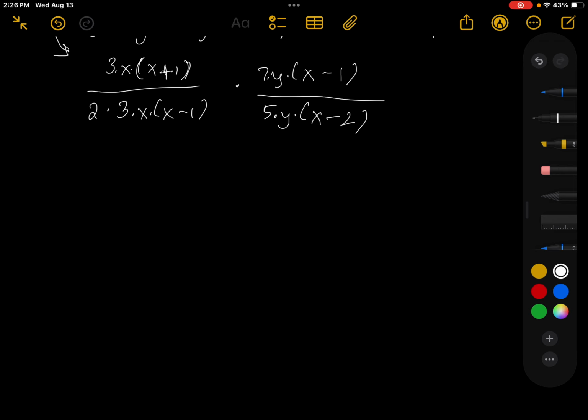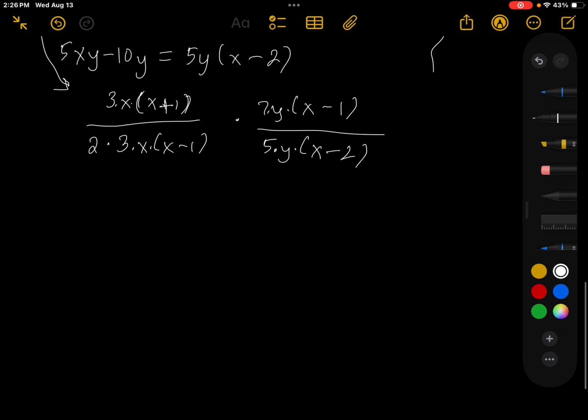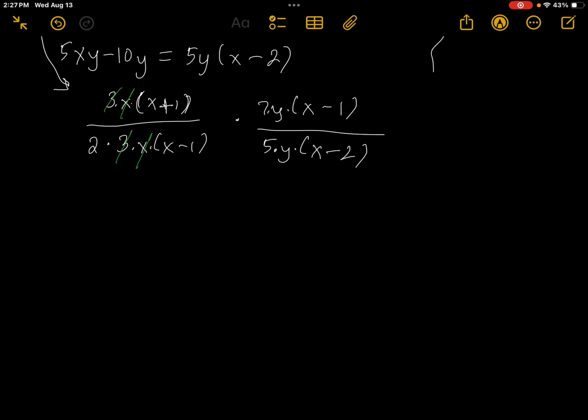So now I can cancel the factors on the top and bottom. So let's start from the top and go to the right. So I have this 3 on the top left. Do I have a 3 on the bottom? Yes, right, this 3 and this 3. I have an x. Do I have an x on the bottom? Yes.